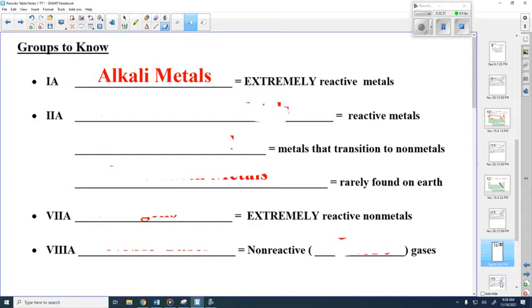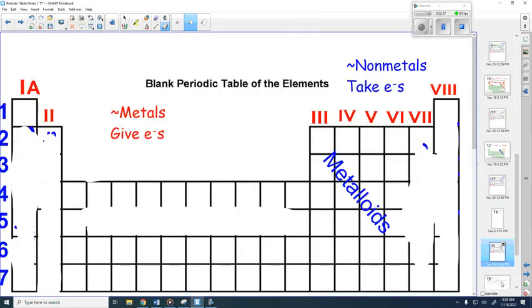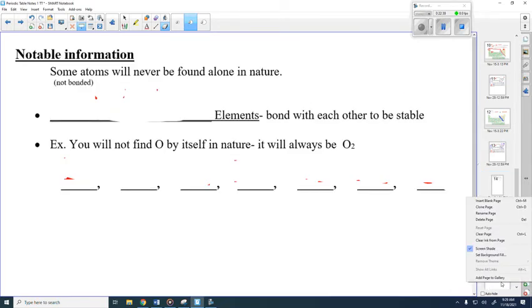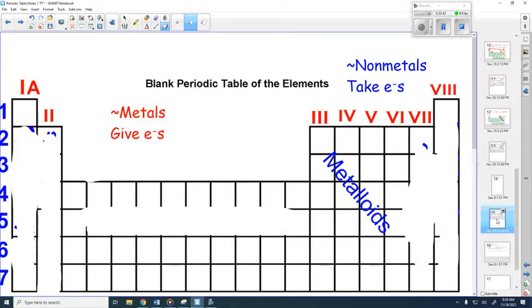So alkali metals. I'll be going back and forth between this slide and this one right here a million times. On that far left-hand side, you have your alkali metals right there. So that first group. Anyone in that first group is an alkali metal. So your potassiums, your sodiums, lithiums, all that good stuff. All of those will blow up in water.